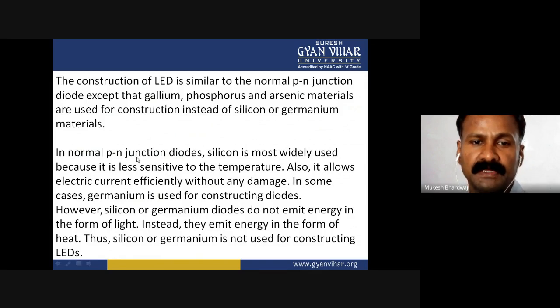In our normal PN junction diode, silicon is most widely used because it is less sensitive to temperature. Also, it allows electric current efficiently without any damage.